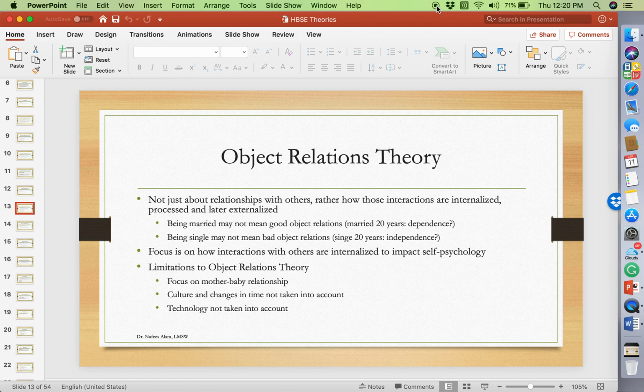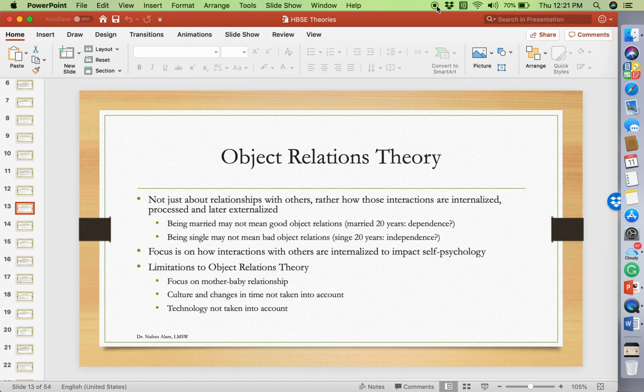For example, being married may not mean good object relations. If you're married for 20 years, it may be because of dependence. Similarly, being single may not mean bad object relations. If you're single for 20 years, it may mean that you're very independent. The focus with object relations theory is on how interactions with others are internalized to impact self psychology.